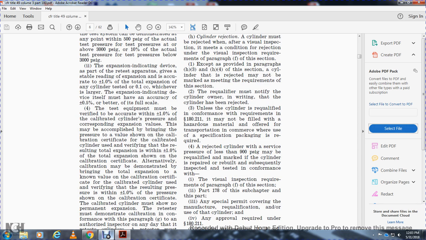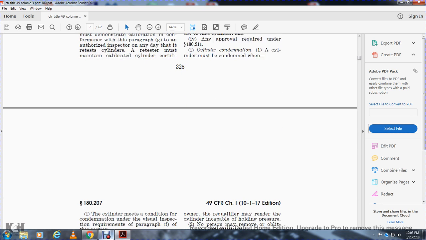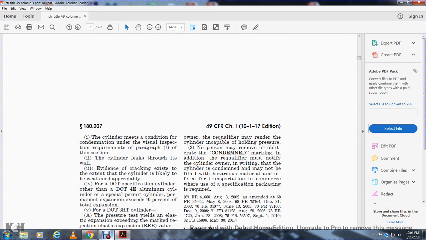3. Any special permit to cover the manufacturer requalification of the use of the cylinder. And 5. Any approval required under the statute 182.11. The cylinder condemnation. A cylinder must be condemned when the cylinder meets a condition with the condemnation arm of the visual inspection requirement of paragraph F of this section.